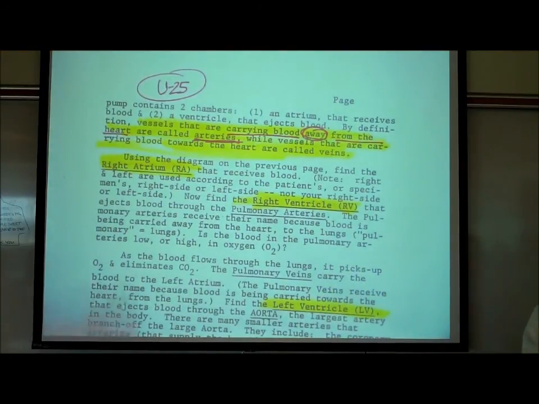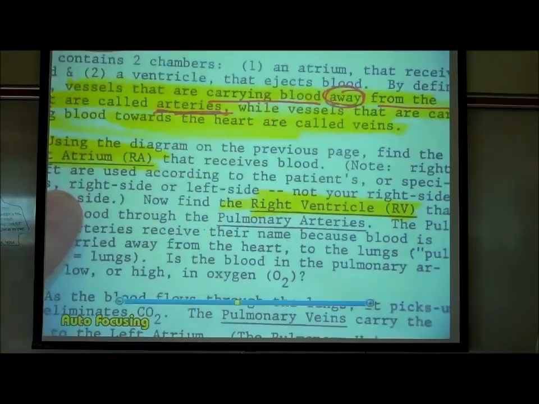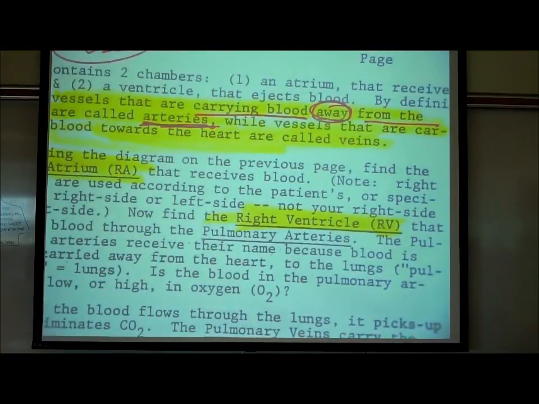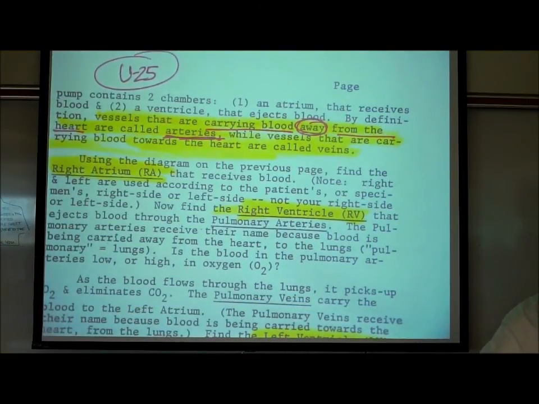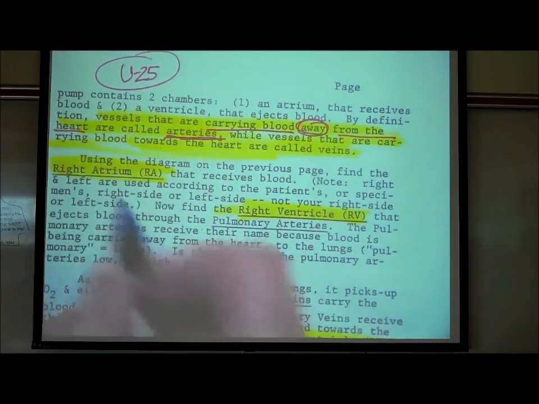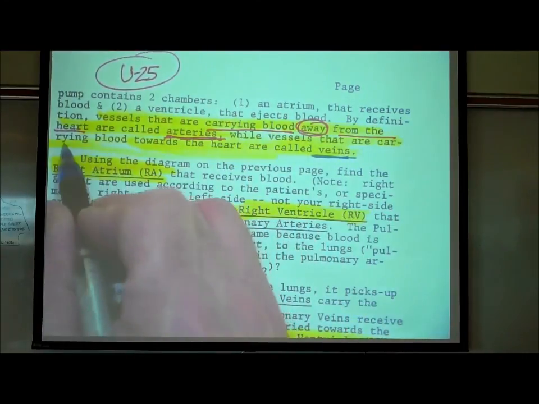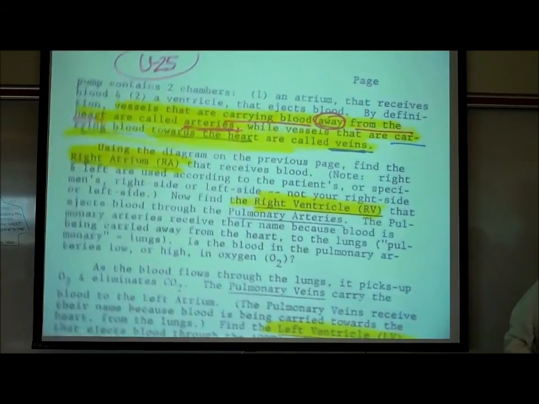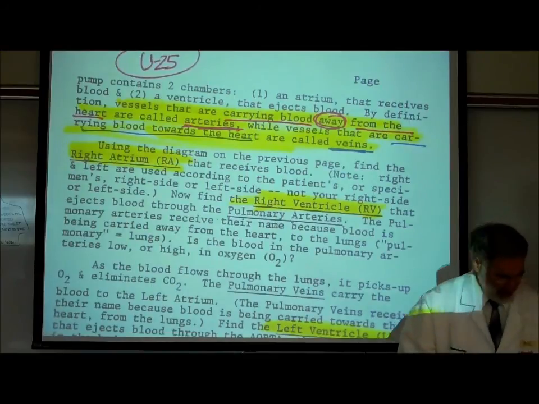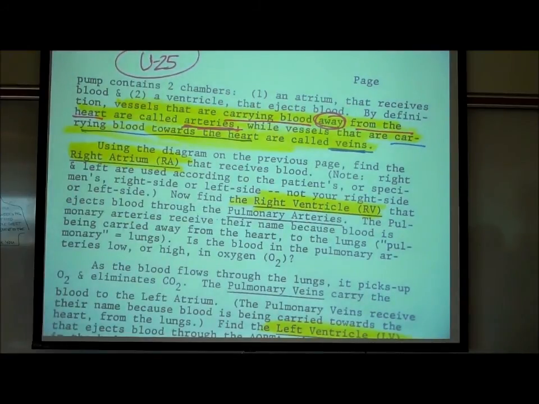Now it's easy to remember. Artery starts with what letter of the alphabet? A, and it carries blood away from the heart. Now if arteries carry blood away from the heart, veins carry blood towards the heart, to the heart. Now it is true that most arteries are high in oxygen and most veins are low in oxygen, but not always, not always. So this is the definition of an artery and a vein.